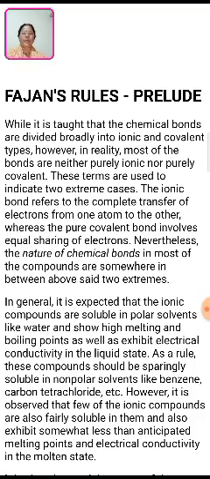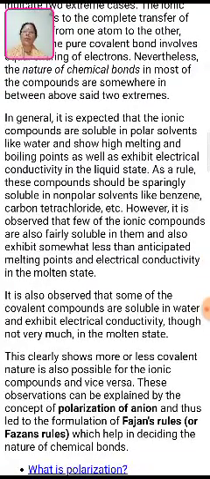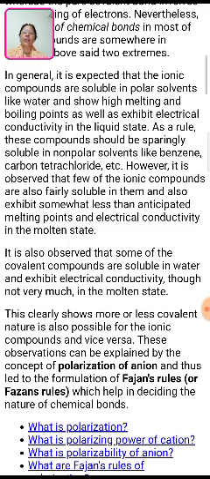In general, it is expected that the ionic compounds are soluble in polar solvents like water and show high melting and boiling points as well as exhibit electrical conductivity in the liquid state. As a rule, these compounds should be sparingly soluble in nonpolar solvents like benzene, carbon tetrachloride, etc. However, it is observed that a few of the ionic compounds are fairly soluble in them and also exhibit somewhat less than anticipated melting points and electrical conductivity in the molten state. So, there are exceptional cases. Likewise, some chemical compounds show exceptions to pure ionic or pure covalent behavior.